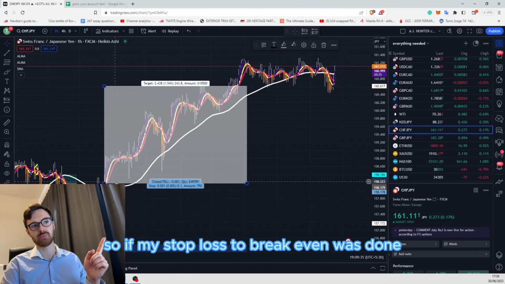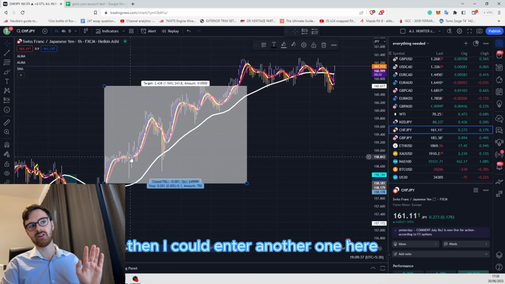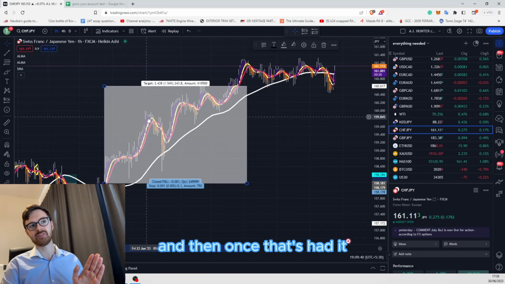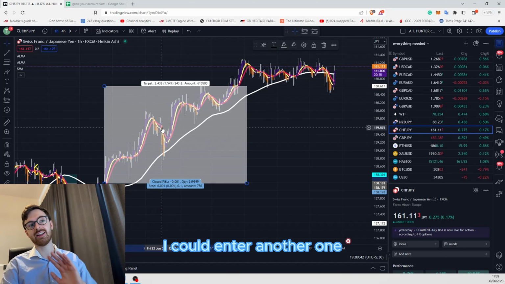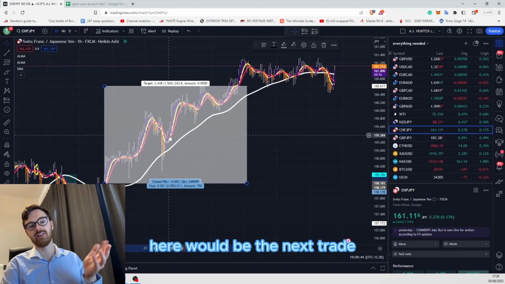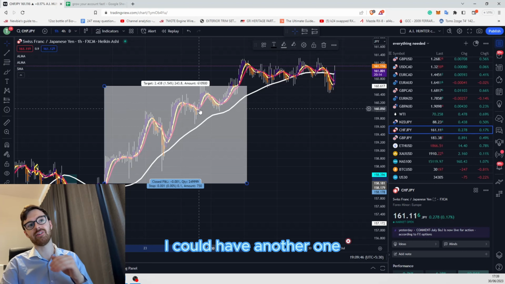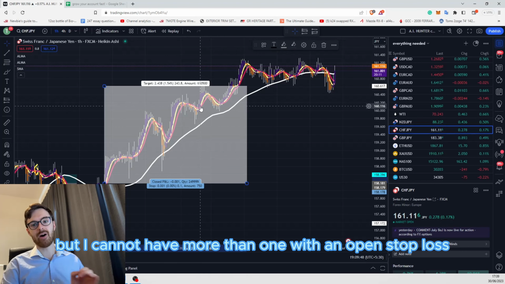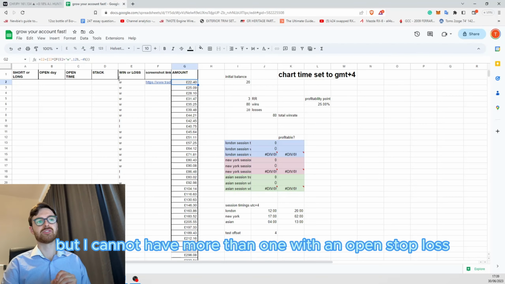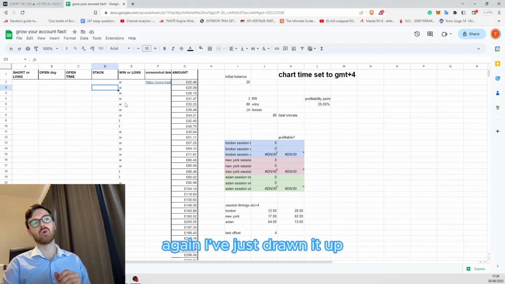So if my stop loss to break even was done, then I could enter another one here, and that's fine. And then once that's had its stop loss to break even, I could enter another one here, would be the next trade. And then when this is stop loss to break even, I could have another one. But I cannot have more than one with an open stop loss. Again, I've just drawn it up.